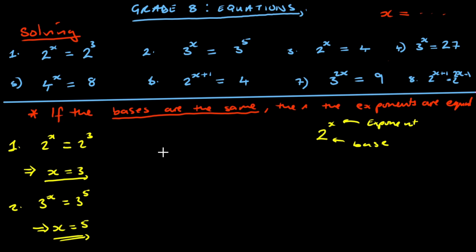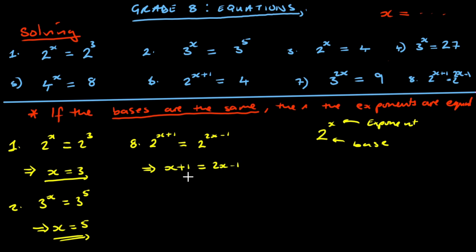Okay, let's skip them and go to number 8. I'm not doing them in order. So 2 to the power x plus 1 is equal to 2 to the power 2x minus 1. Are the bases equal? What's the base here? 2. What's the base there? 2. So the bases are equal, which implies that the exponents are the same: x plus 1 is equal to 2x minus 1.